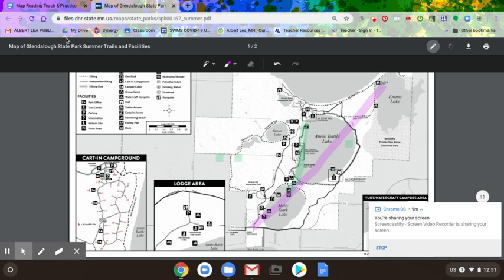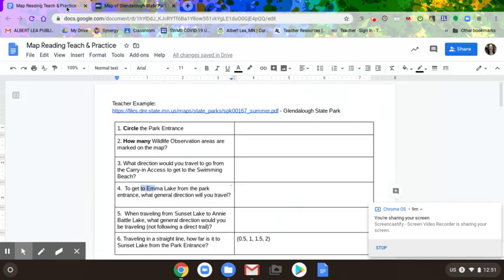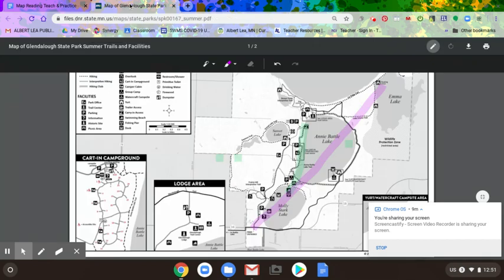All right, 2 more quick questions. Now we're going from Sunset Lake to Annie Battle Lake. Even if we're not following a direct trail, for all of these questions you need to just assume it's a straight line. What's your straight line path between the two sites, whether there's a road or a path or not? That's what it is asking on all these questions. Just draw a straight line between the 2 points and see what direction you are going.